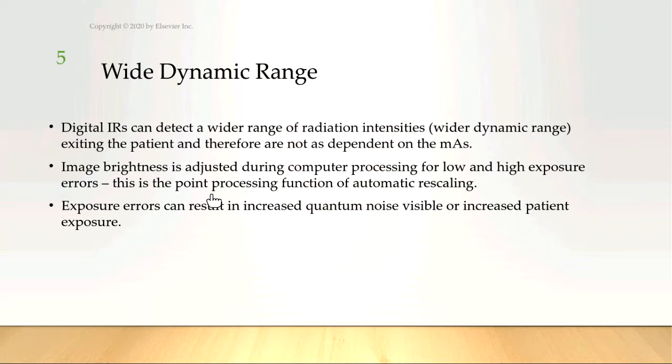Now, the point processing function called automatic rescaling, we have not talked about that yet, and it is not in this chapter, but I did want to let you know that that's what it's actually called. And it's a point processing, meaning it happens before we see the image, where it adjusts the image brightness to appear appropriate, kind of regardless of what our mass value is set at. So if it's too low, it'll still appear appropriate. And if it's too high, it'll likely still appear appropriate. But these exposure errors can result in increased quantum noise or an increase in patient dose.